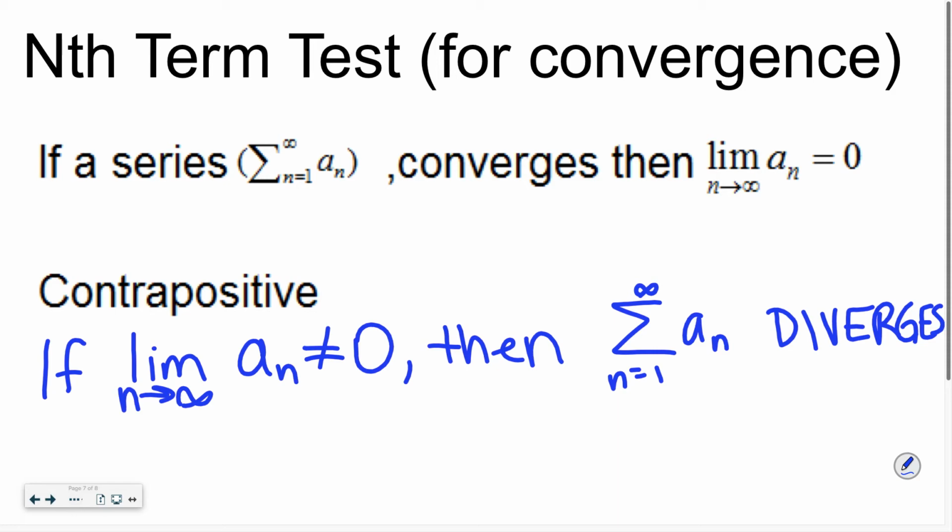And this right here is what we are going to use as the nth term test to determine if a series diverges. If the limit of our sequence is not 0, stop. It diverges because of the nth term test. Mrs. Homan, what if the limit is 0? Then we know nothing.